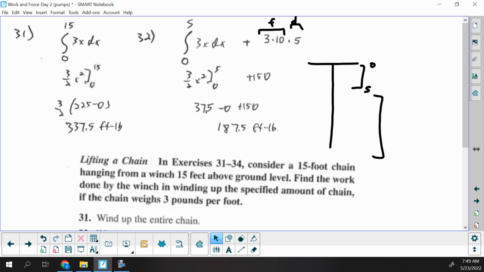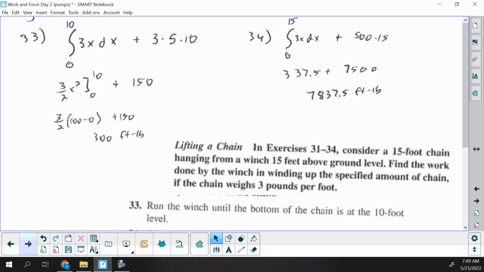Well, now this is 10 feet that's left over. That entire 10 feet, all of it moves the same amount. It all moves 5 feet. So first, find the weight of that section of chain, the 3 pounds per foot times the 10 feet, and then the distance is that 5 there, because every single link of chain you can think of as moved 5 feet. Whereas in that top 5, they all move different amounts. That's why we had to do the integral.